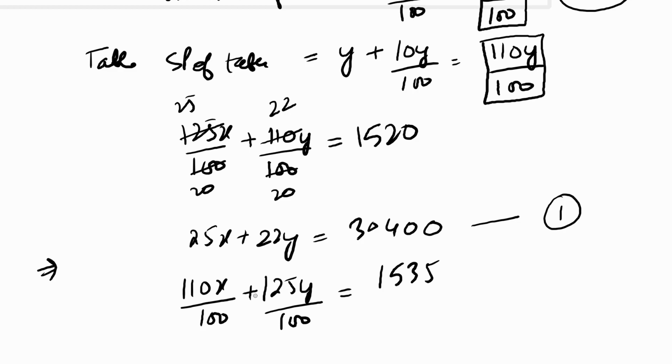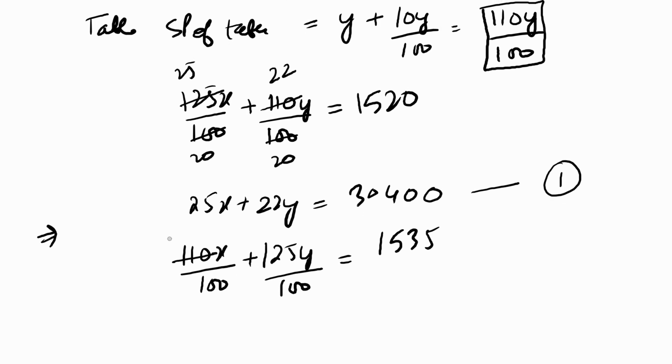1535. So again we'll divide it by 5. Actually, we can further divide this by 5 and this by 2, but we are not doing it because we want to keep the denominator the same. That will make our work easier. So this will make 22 upon 20 and this will make 25 upon 20. So this will become 22x plus 25y, and this will become equal to 1535 into 20.